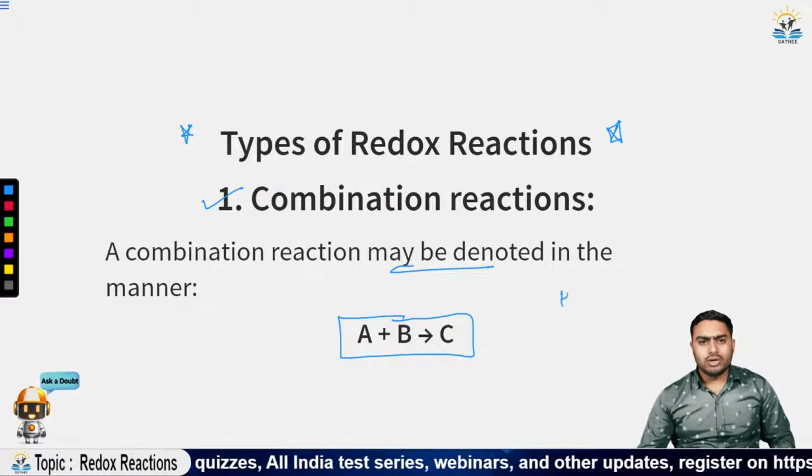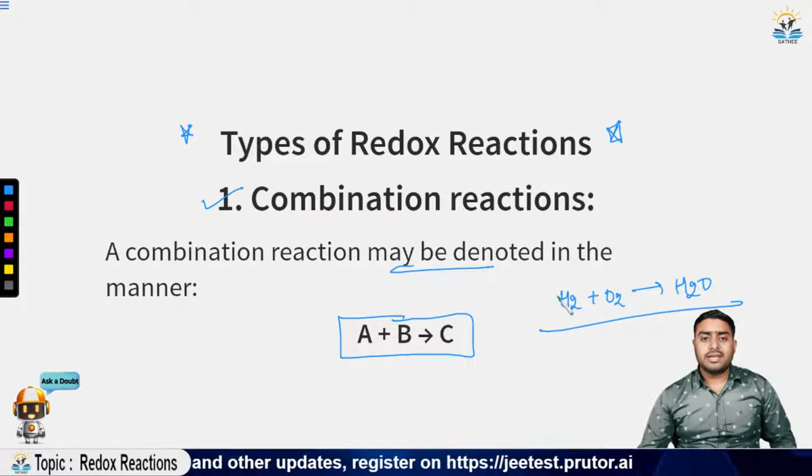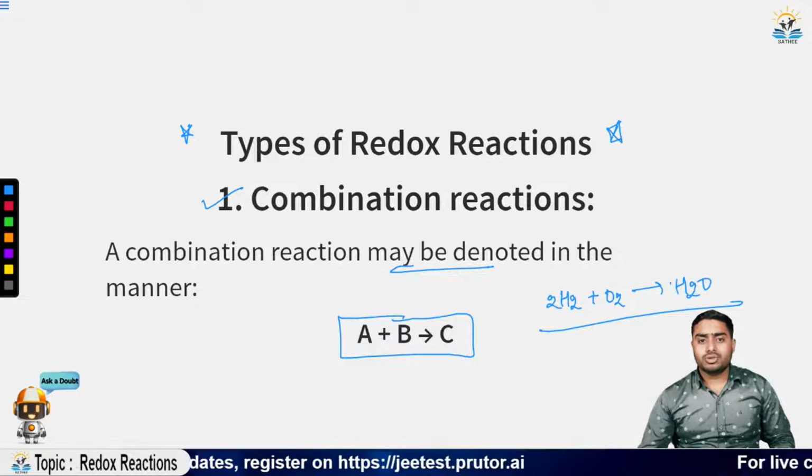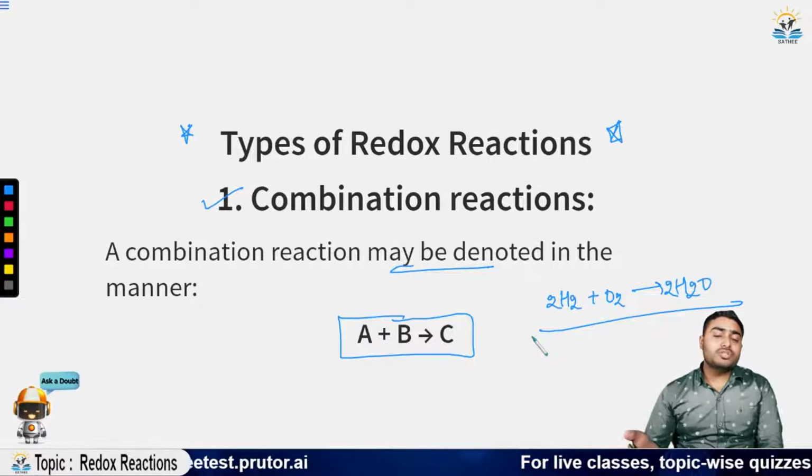I already told you. Another example you can take is H2 plus O2 gives H2O. I'm not writing the balanced equation. If you want to write the balanced equation, you can write 2H2 plus O2 gives 2H2O. That's a very simple thing, right? Okay, what is the opposite of this combination reaction?